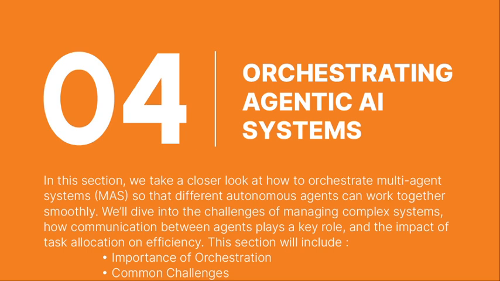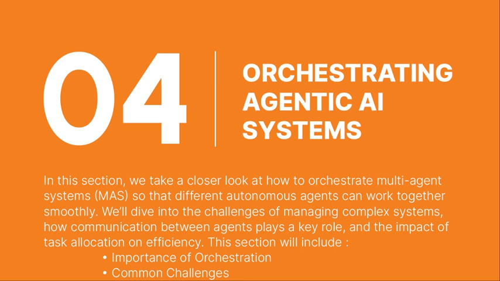Orchestrating agentic AI system. In this section, we take a closer look at how to orchestrate multi-agent system, MAS. We short form multi-agent system, we call it a MAS, so that different autonomous agents can work together smoothly. They can coordinate with each other. They can share the data and algorithm. Based on data and algorithm, they can perform a specific task, and with coordination they give the output.